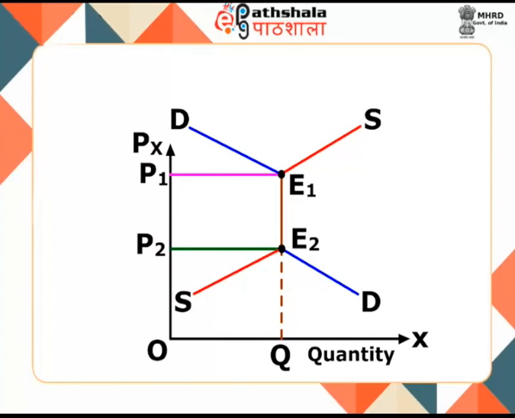In the figure, demand curve DD and supply curve SS intersect each other at E2, where OP2 is the equilibrium price and OQ is the quantity demanded as well as the quantity supplied. If price increases to OP1, then the new equilibrium will be at point E1, where the quantity demanded and quantity supplied remain equal at OQ. Thus, between the price range P1, P2 or E1, E2, there are multiple equilibrium points.